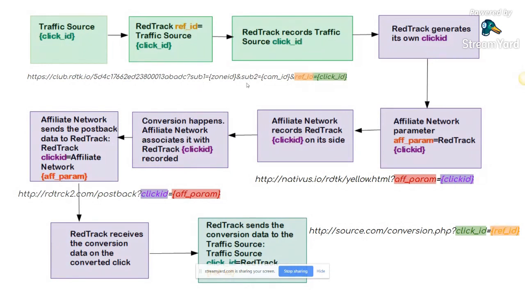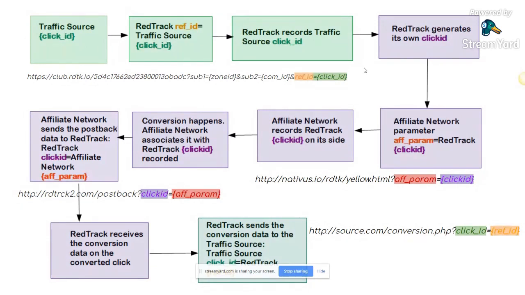where ref ID is the parameter for click recording provided by RedTrack here, and click ID here is the parameter from your traffic source. When the real visitor clicks on this link, this click identifier will be automatically replaced by some unique value, and it will be recorded in RedTrack under ref ID parameter. You can check it in your click logs.